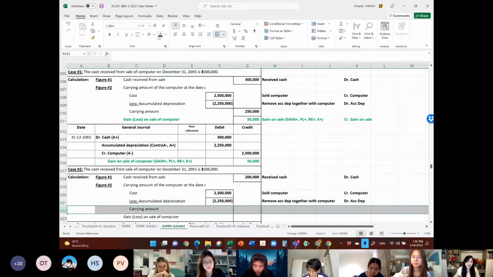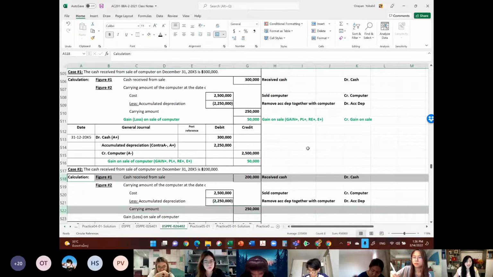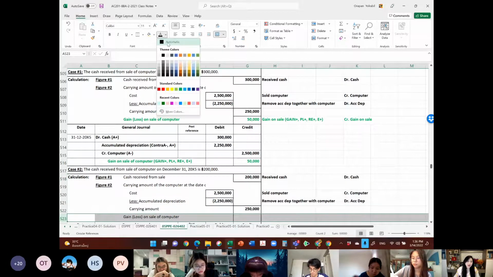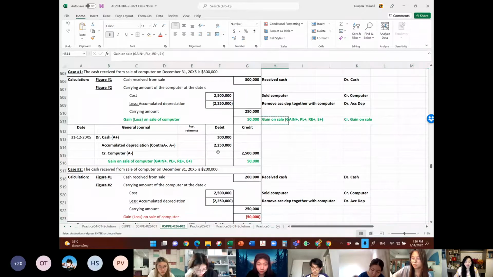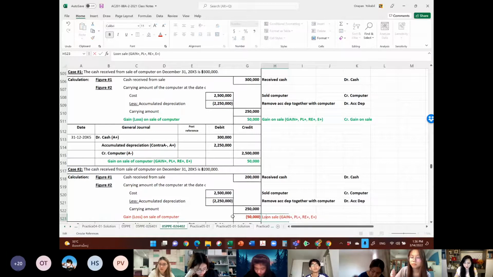And here in this case, if you have been using the asset for 5 years, then the carrying amount will be 250,000. And over here, you get less money, right? Which is not good. So if you get less money, then you have loss, instead of having the gain. So over here, if you have loss on the sale, it's not going to be good for the company.